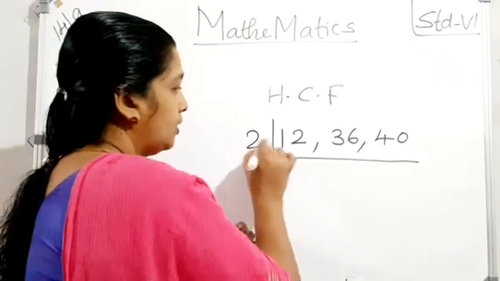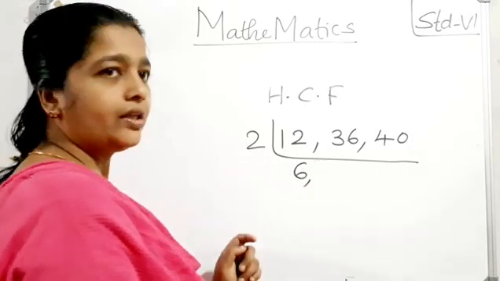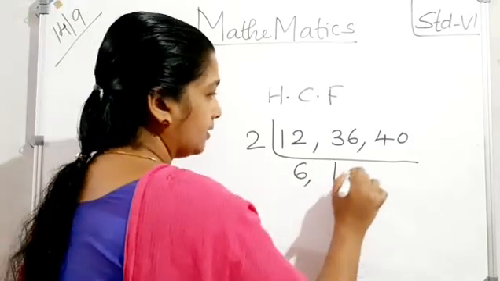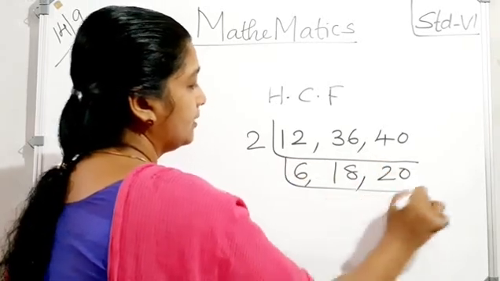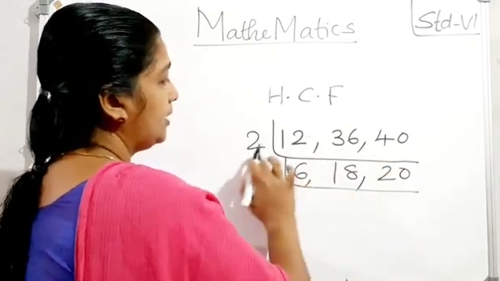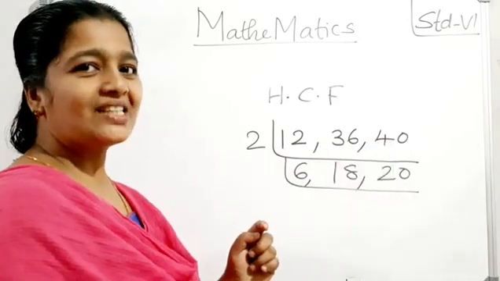Understand? 2. 12 by 2 equals 6, 36 by 2 equals 18, and 40 by 2 equals 20. Clear? 6 2s are 12, 18 into 2 is 36, 20 into 2 is 40. Next, which is a common factor?